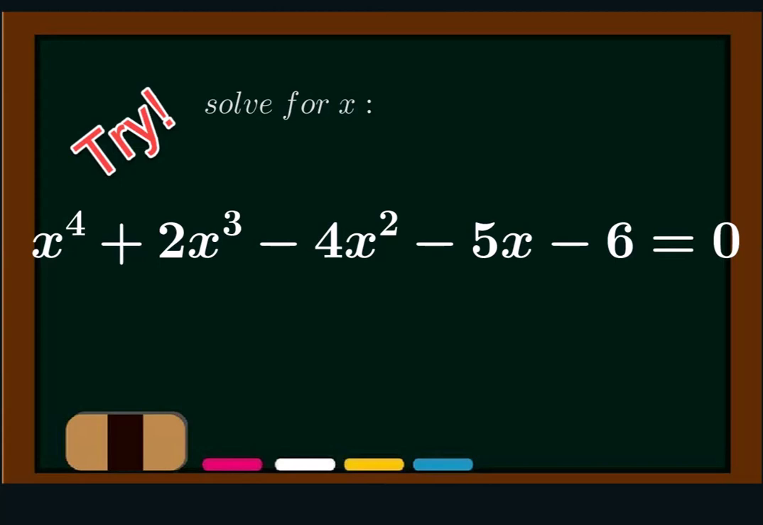Good evening, everyone. We have a fourth degree equation to solve today: x to the power 4 plus 2x cubed minus 4x squared minus 5x minus 6 is equal to 0. We have to find a way to solve this one and find all the roots, real and complex. So if we look at this equation, we are going to make sure that we analyze it before we start.